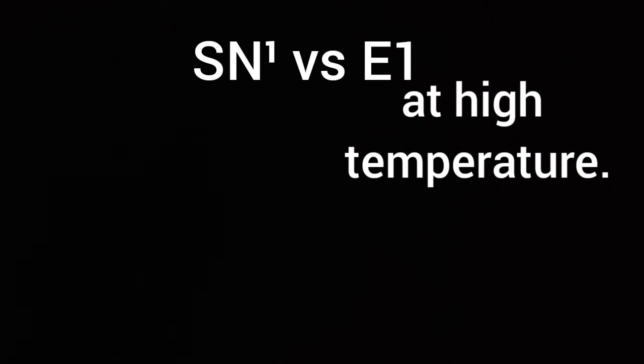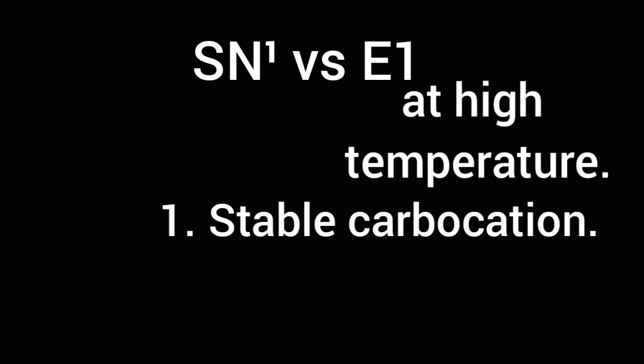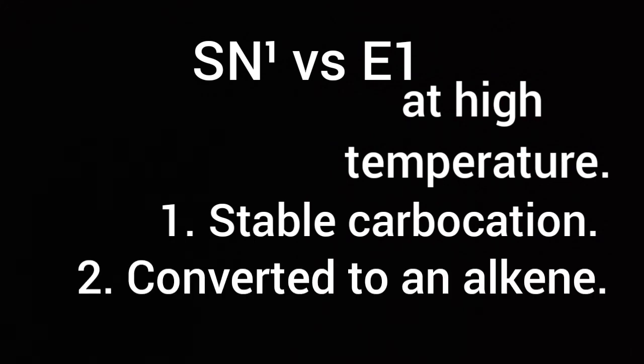Let us compare SN1 with E1. E1 occurs at high temperature. So first the CX bond breaks and a carbocation is formed which is stable due to hyperconjugation. Then the carbocation is converted to an alkene by releasing a hydrogen atom from the beta position and a double bond is formed, and the C plus gets neutralized by the electron pair given by the CH bond. So a double bond is formed and alkene is produced.